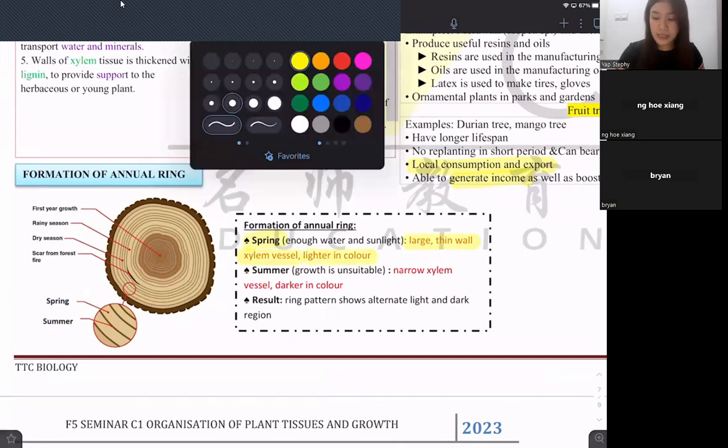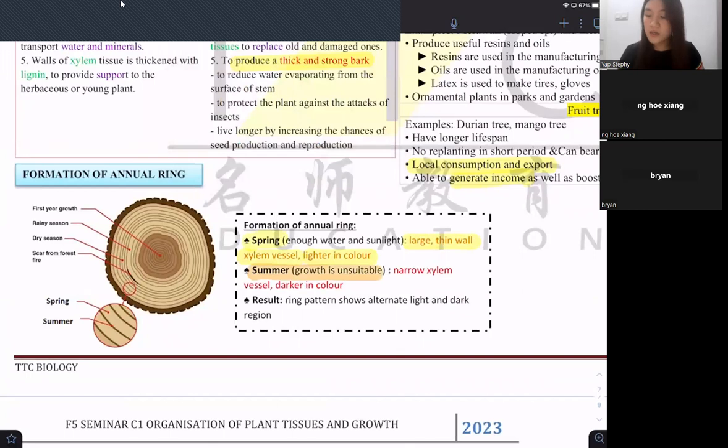But in summer, the growth is unsuitable, so this one produces narrow xylem, which is darker in color. The ring pattern will alternate: light, dark, light, dark, light, dark. One light and one dark is 1 year, one growing season. So this is the formation of the annual ring.